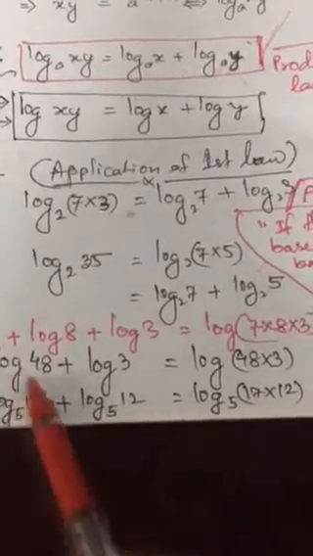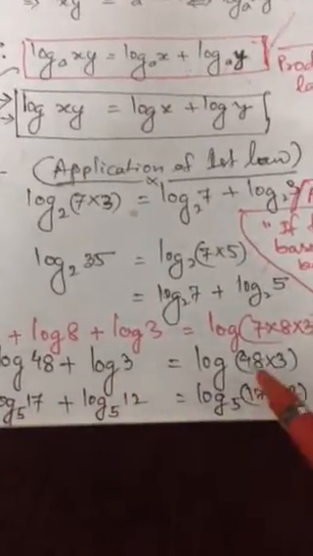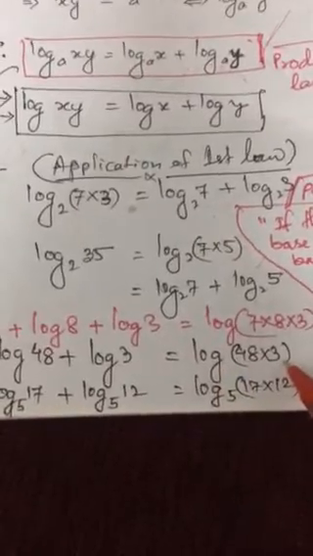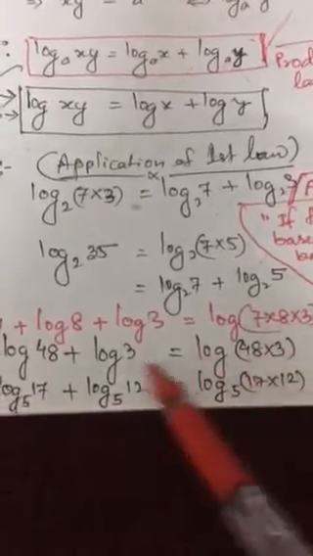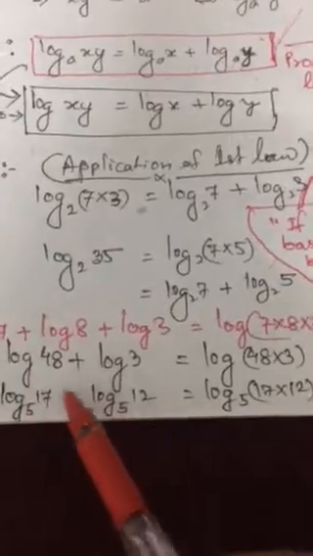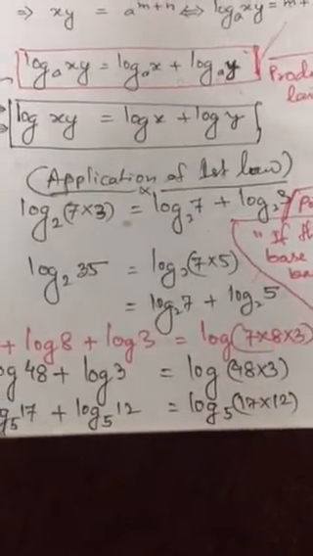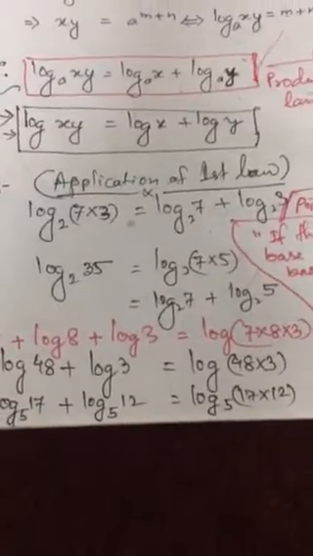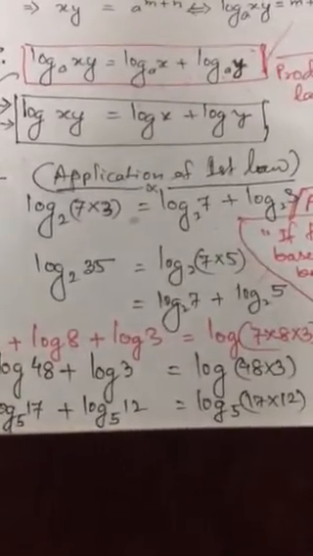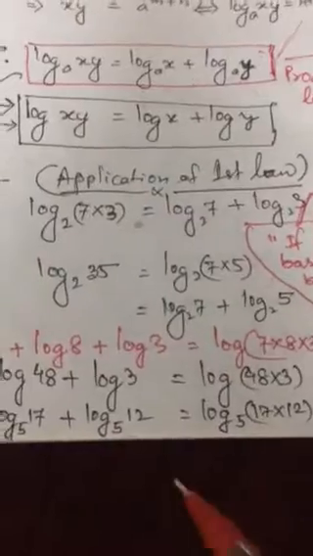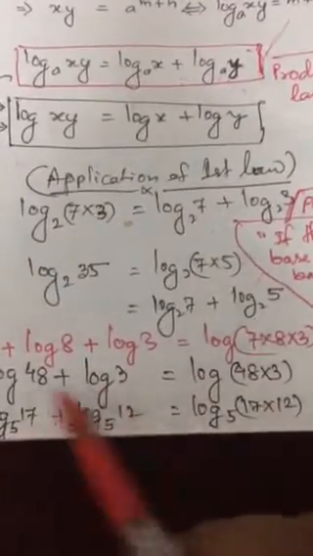Now you see, log 48 plus log 3 can be written log 48 multiply 3. There is no base here, means common base. Common logs do not have the base. Common log means the logs which have 10 as base, that is called common logs. These common logs have no base.